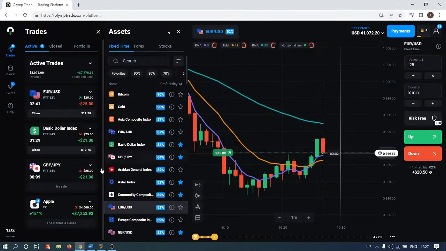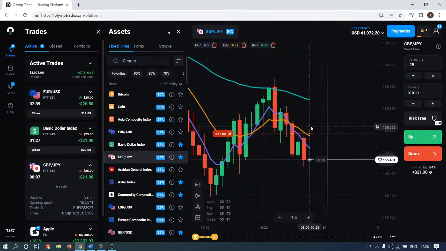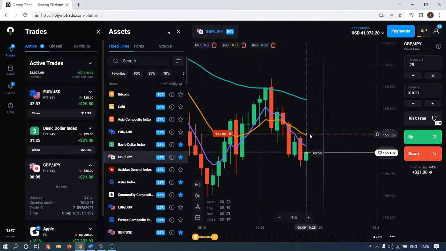Yeah. So nice. GBP, GBY. So the pound against the yen. Wow, beautiful, beautiful. Closing with a profit.